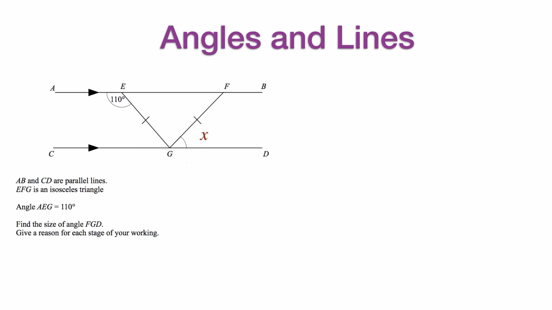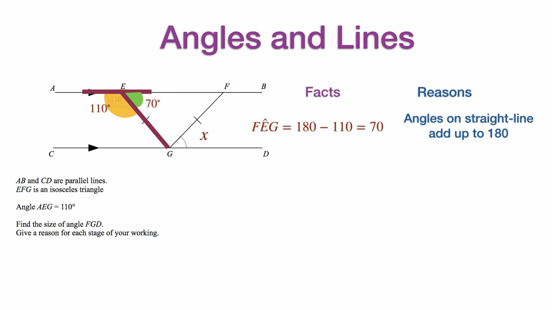In this example, we are given the angle 110 degrees and need to find the missing angle FGD. Notice that this shape has parallel lines. We need to find a way to use our parallel line angles to relate the angles that we are given to the angles that we want to find. The angle FEG and 110 add up to 180 degrees as they lie on a straight line. Therefore, the angle FEG is found by subtracting 110 degrees from 180. This gives us 70 degrees.